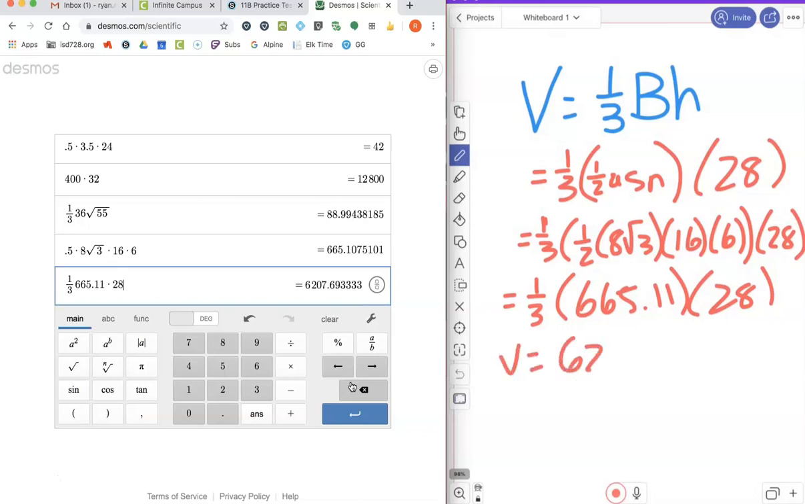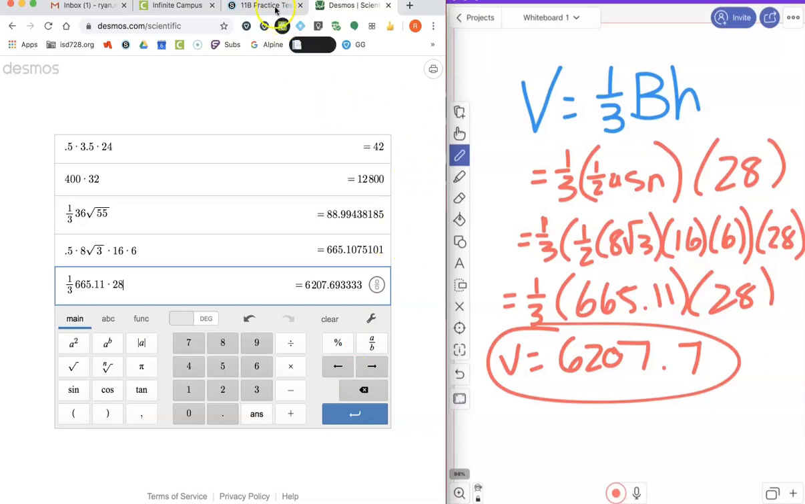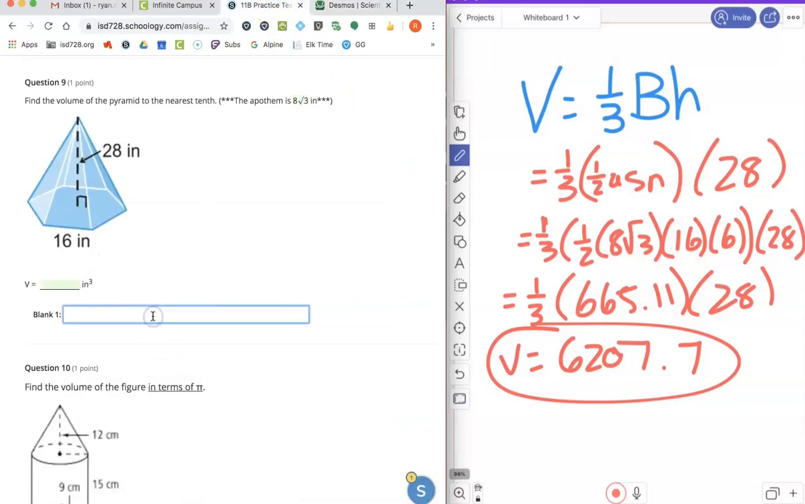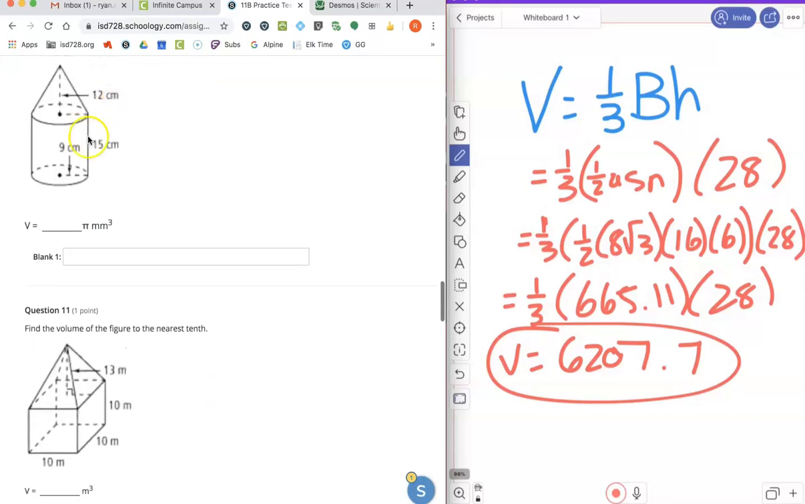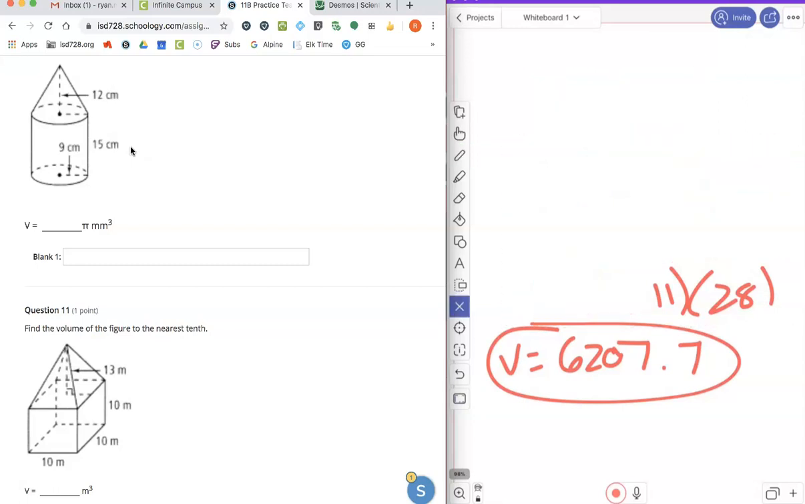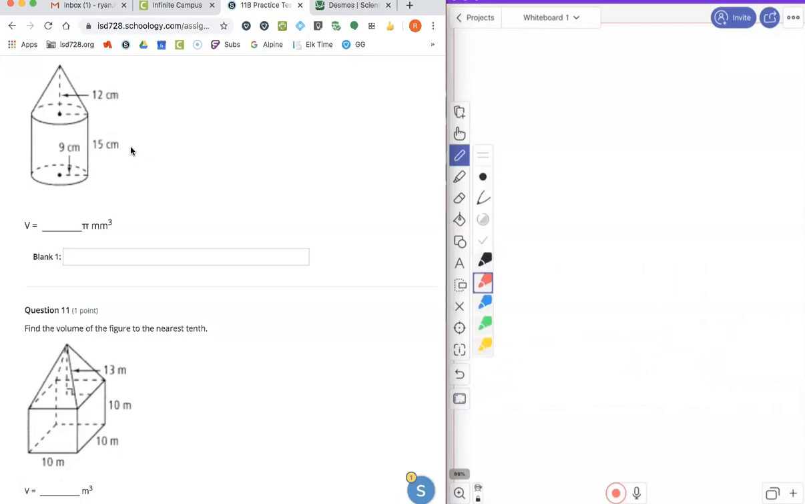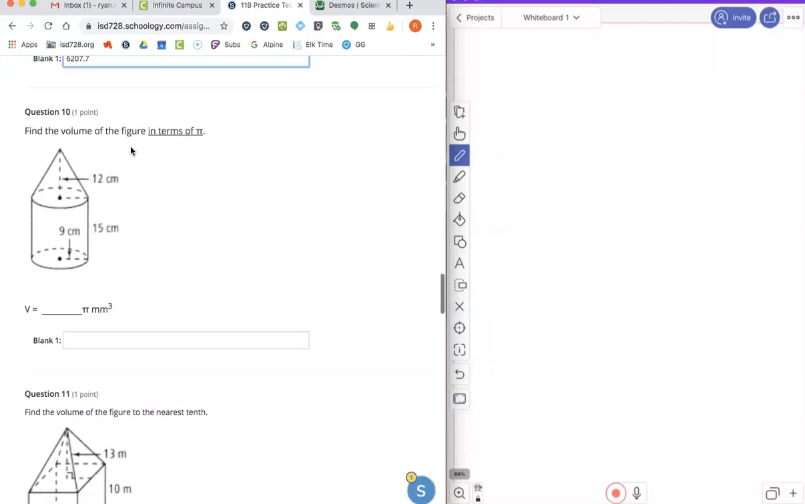Okay, so there's our volume total. We have 6,207.69. That would round up to 0.7. And I think this one said nearest tenth again. So, yep, it did. So 6207.7. All right, awesome. Now we're getting into a couple of them where there's really more than one shape in the picture. They're composite shapes. So when we go through and try to figure that out, there's really 2 steps that we need to take. Okay, so let's think about this one first.